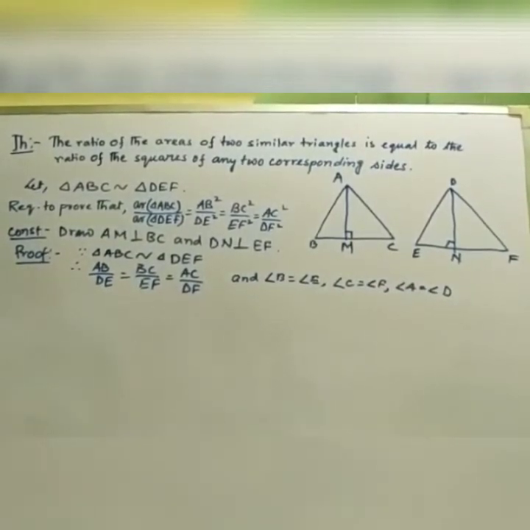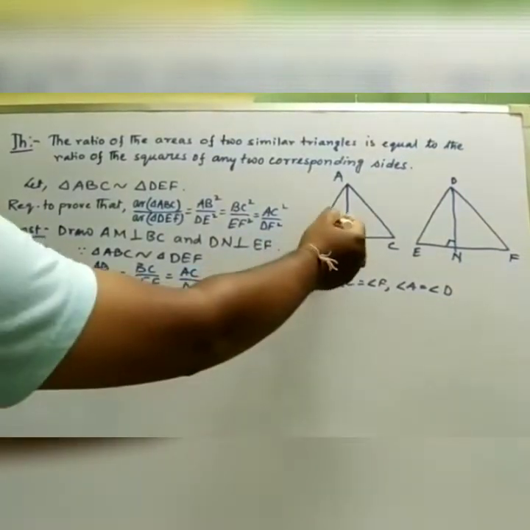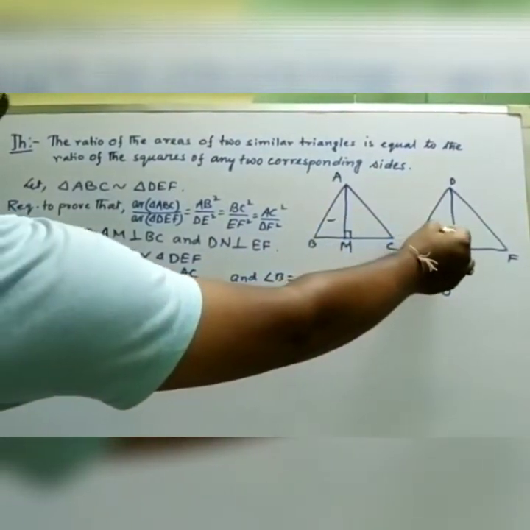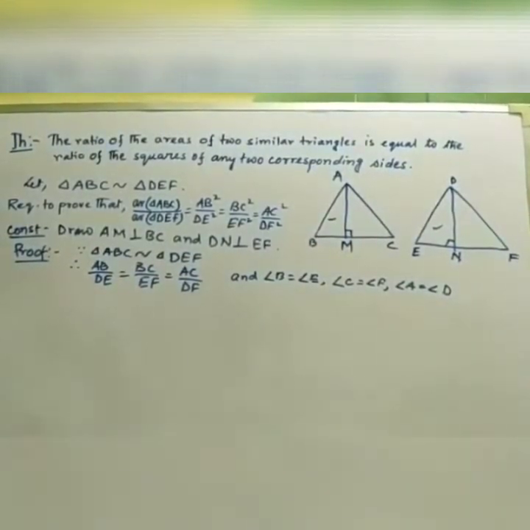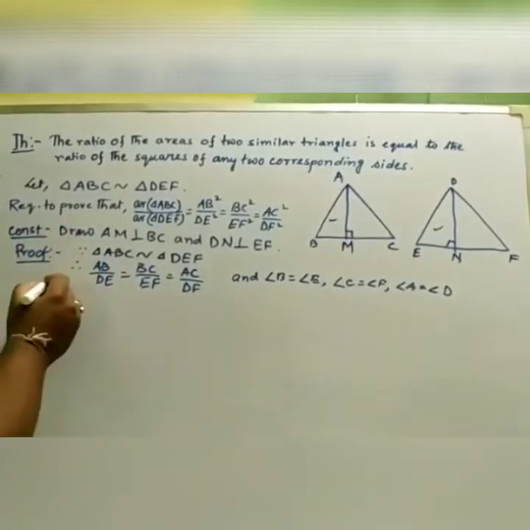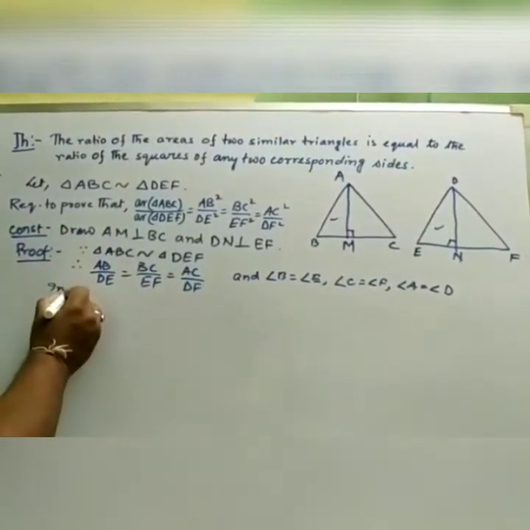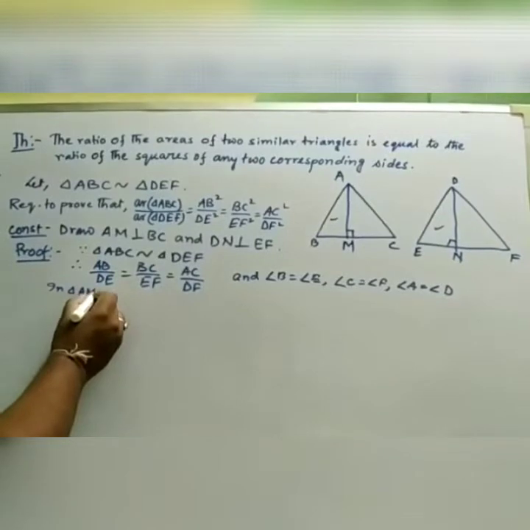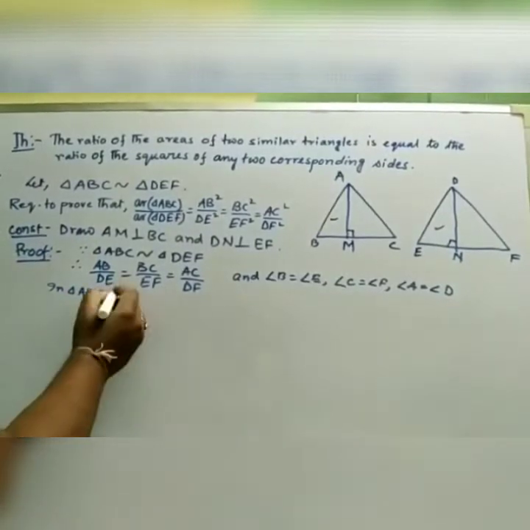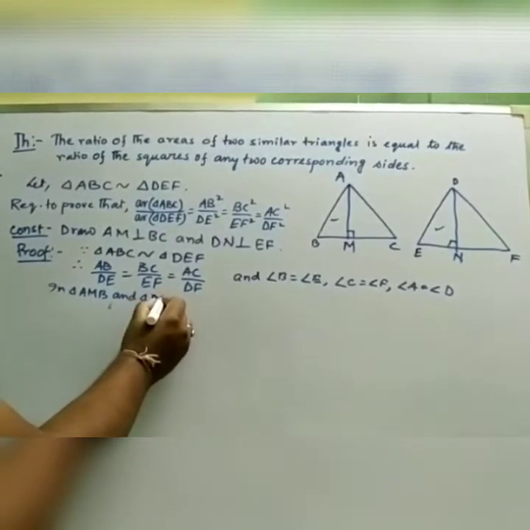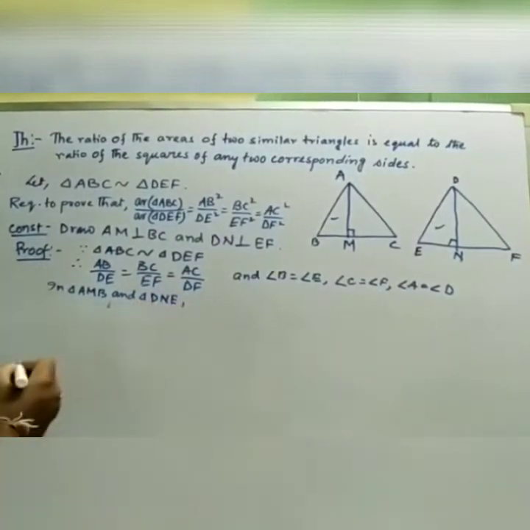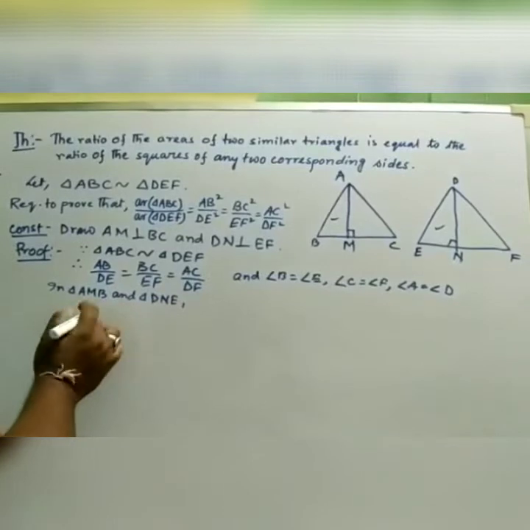Now we will go for the two small triangles that you can see, AMB and DNE, and we need to show that these two triangles are similar. So how can we show? You can see in triangle AMB and triangle DNE, what do we have?